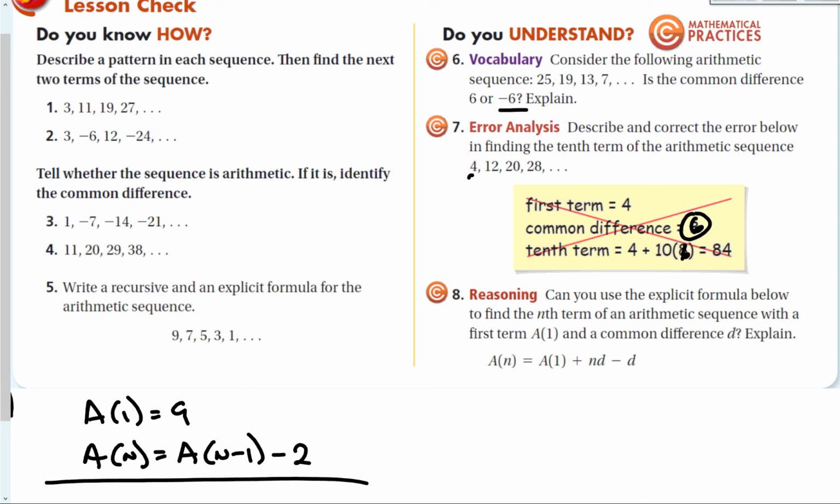And can you use the explicit formula below to find the nth term of an arithmetic sequence with the first term of a1 and the common difference of d? Ooh. So you can use this if we look at this formula. My explicit formula normally is the first term plus n minus 1 times the common difference. And if I distribute the difference into there, I would get this expression. Okay? And that is 4-7, arithmetic sequences.